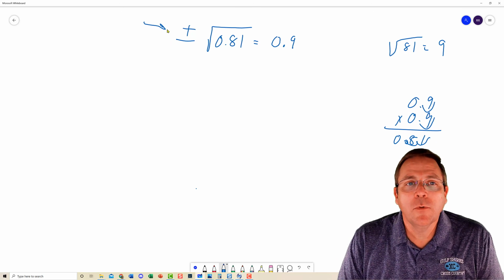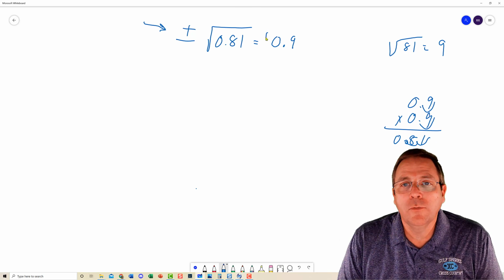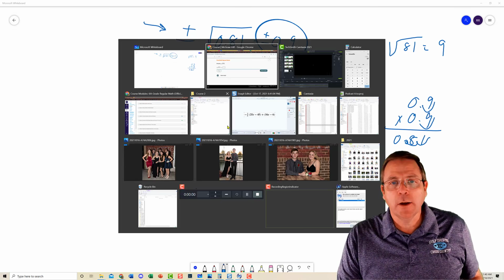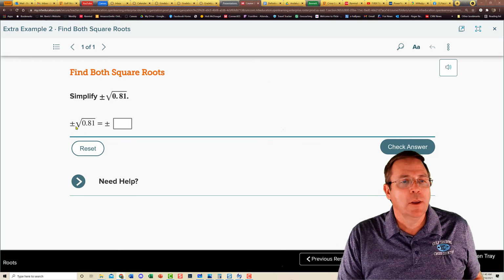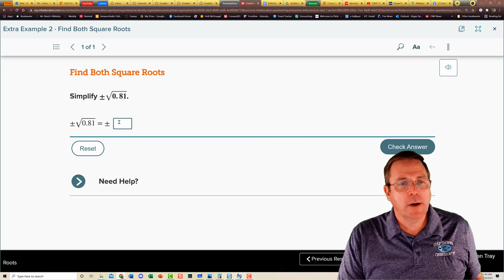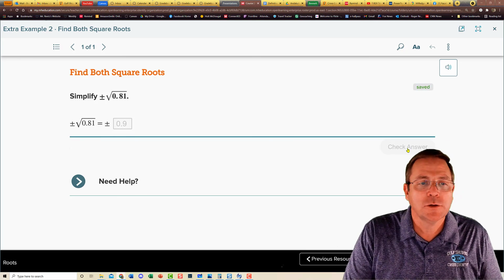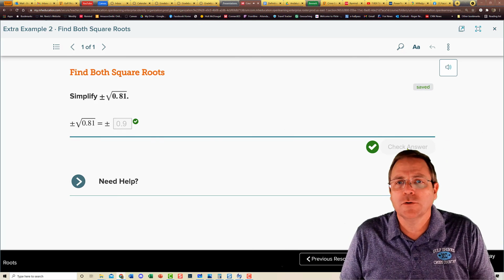But you've got to remember this part as well. You've got to do the plus or minus 0.9, and that is going to be your final answer that we're going to put in for our check here. And you can see they've already got the plus or minus for us there. 0.9 is what's going to go in here. Check the answer, and the answer checks.